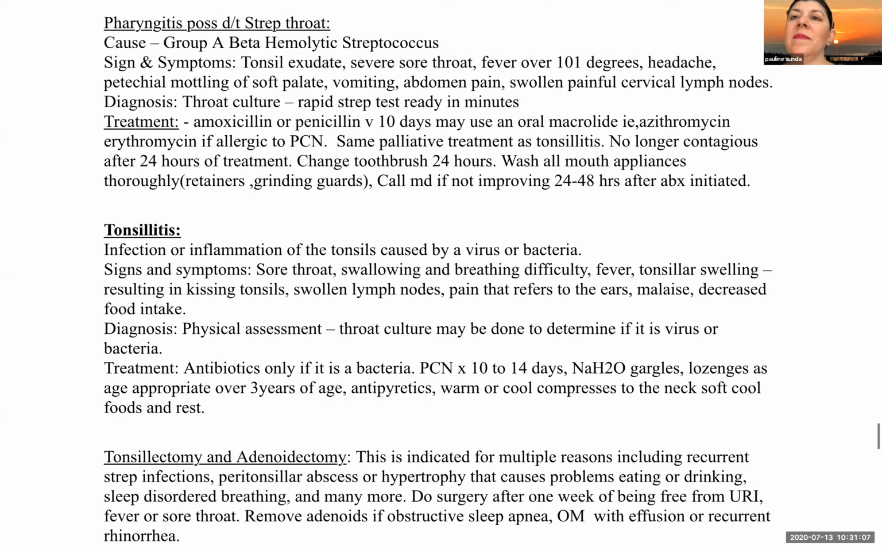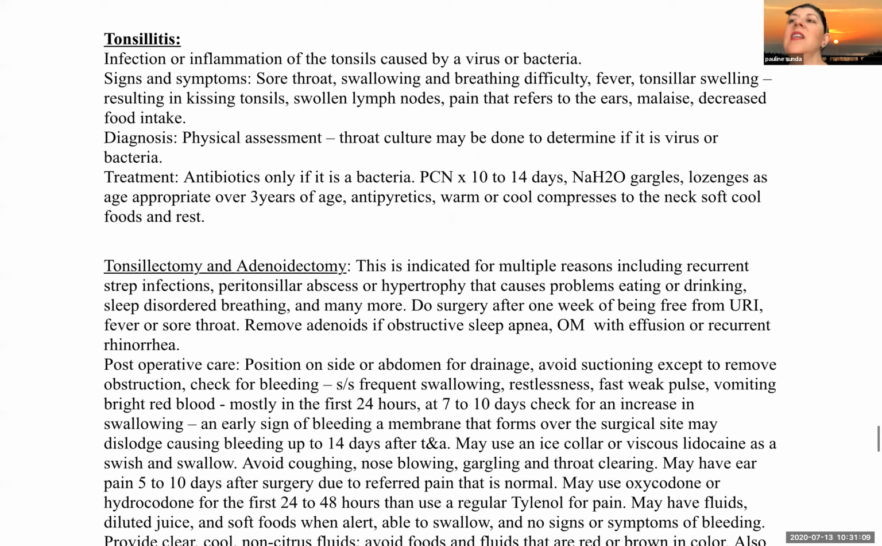So tonsillitis. This is inflammation of the tonsils that is caused by a virus or a bacteria. We just talked about bacterial tonsillitis, which is the strep throat. Signs and symptoms here include a sore throat. The throat hurts with swallowing. They may have breathing difficulty, fever, tonsillar swelling, which can result in tonsils being so inflamed they actually touch each other. We call those kissing tonsils. Swollen lymph nodes, pain that refers to the ear, malaise, and decreased food intake.